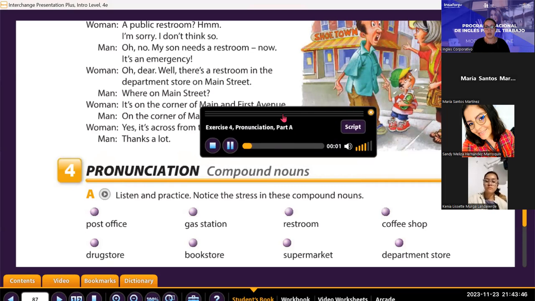Page 87, Exercise 4, Pronunciation. Compound Nouns. Part A. Listen and practice. Notice the stress in these compound nouns. Post office. Gas station. Restroom. Coffee shop. Drugstore. Bookstore. Supermarket. Department store.